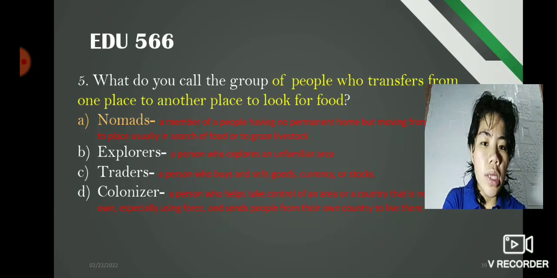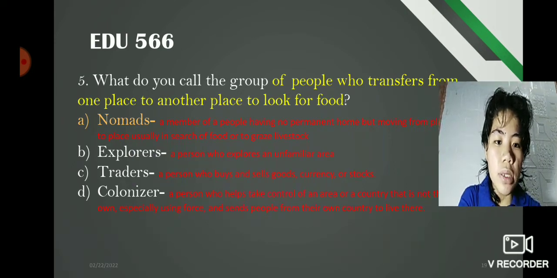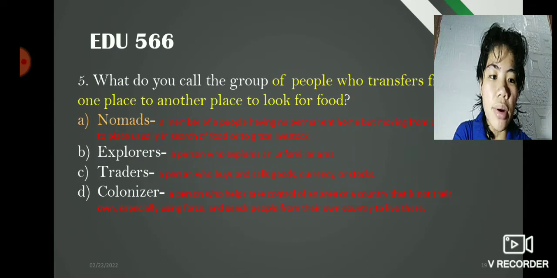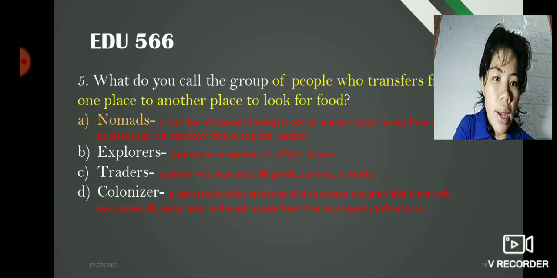Because an explorer is a person who explores an unfamiliar area. Traders are persons who buy and sell goods currently in stock. And a colonizer is a person who helps take control of an area or country that is not their own, especially using force, and sends people from their own country to live there. So the answer here is the nomads.